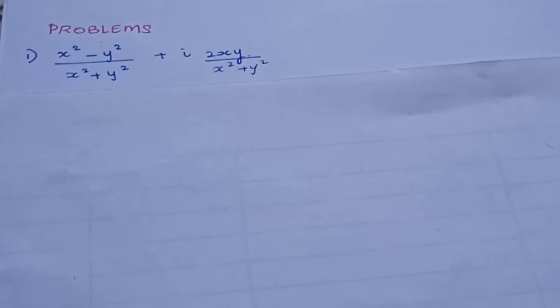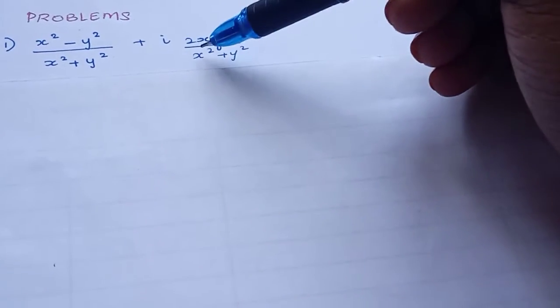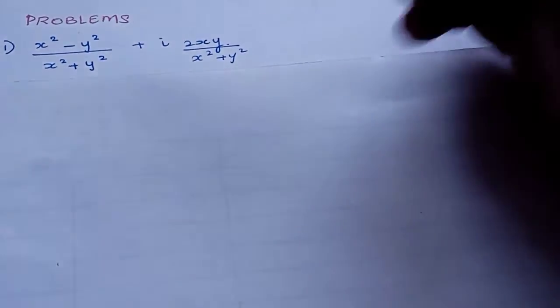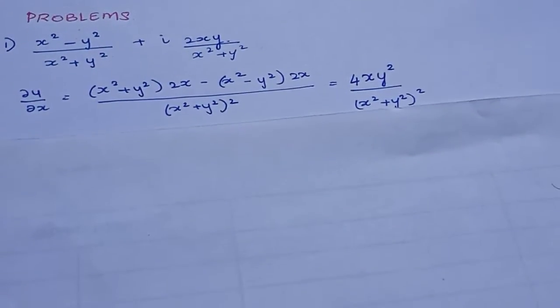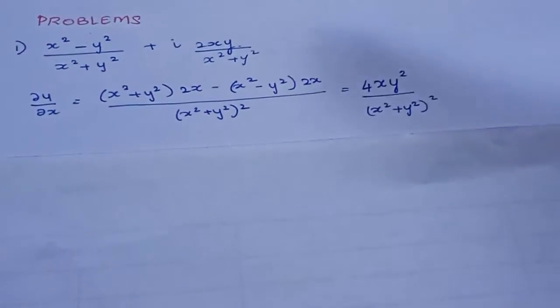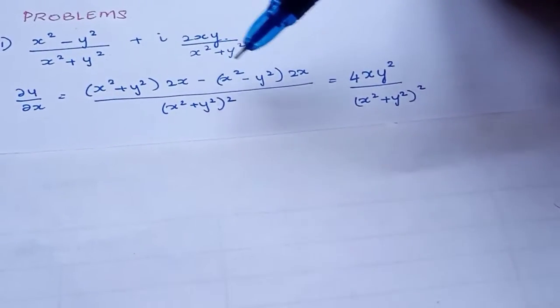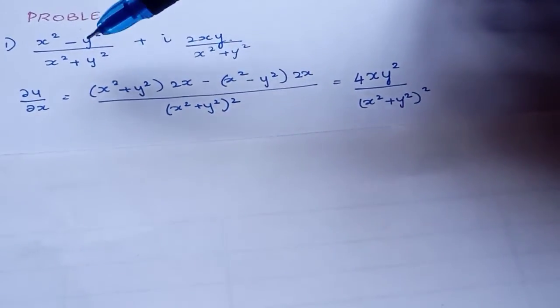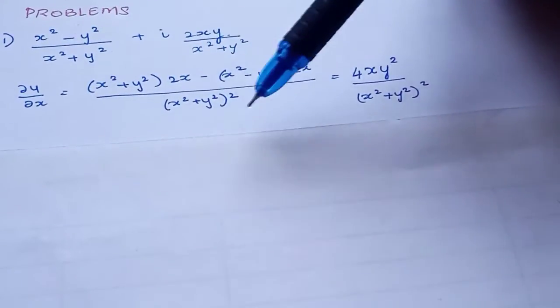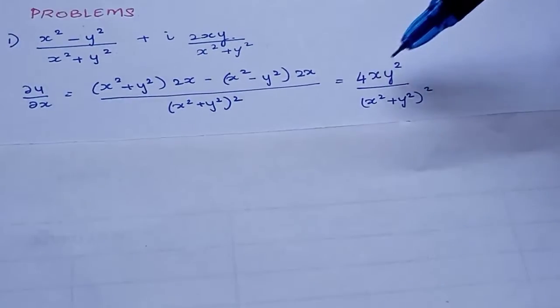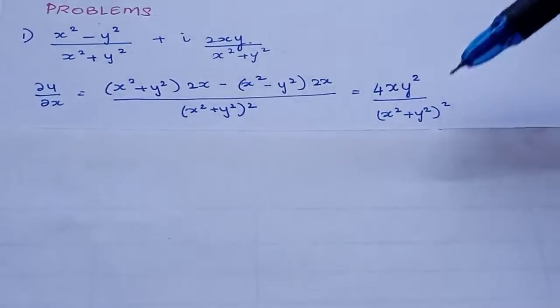Here comes the first problem of Cartesian form. From the question you get to know what is u and what is v. So this will be u and this is v. You're going to differentiate u with respect to x. You'll be using the quotient rule. So denominator into derivative of numerator, that will be 2x, minus the numerator into derivative of denominator, which will be 2x, divided by denominator the whole square. When you simplify this, you get the answer as 4xy square by x square plus y square the whole square.